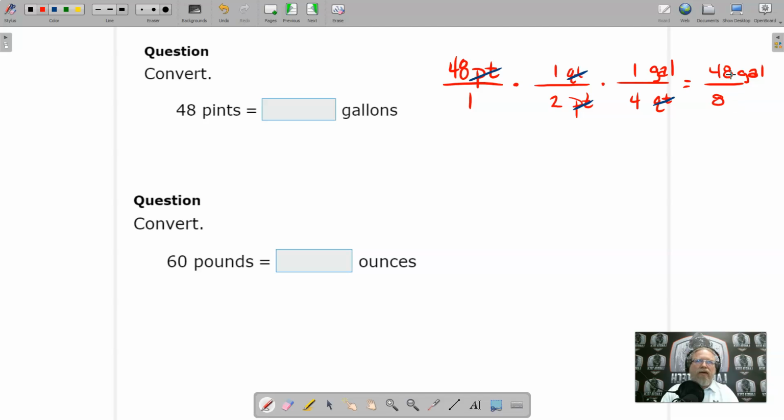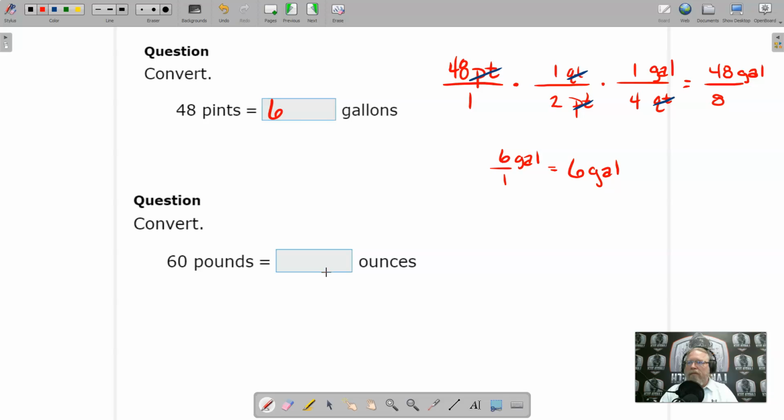I need to simplify this. I need to divide the 8 into 48. And what is that, 6, right? 48 divided by 8 is 6. So that would simplify to 6 over 1, or 6 gallons, right? And any number over 1 is equal to itself. So let me get rid of that G there. So we have 6 gallons. So 6 gallons is the answer.